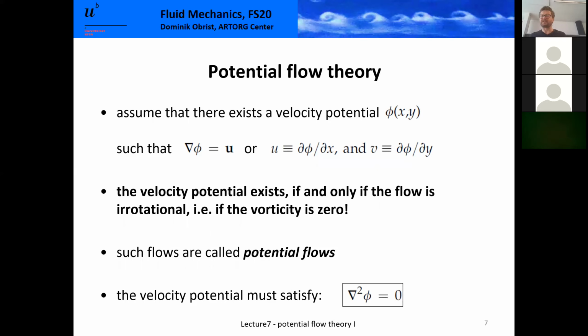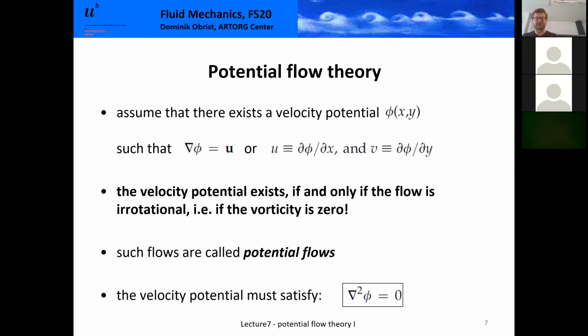A potential at the end of the day is just a function. It's a function of x and y, and it's a scalar function. So it's not a vector like a velocity vector, it's just a scalar, it has a number in it. So for any position in the flow field x and y, it has a number in it.